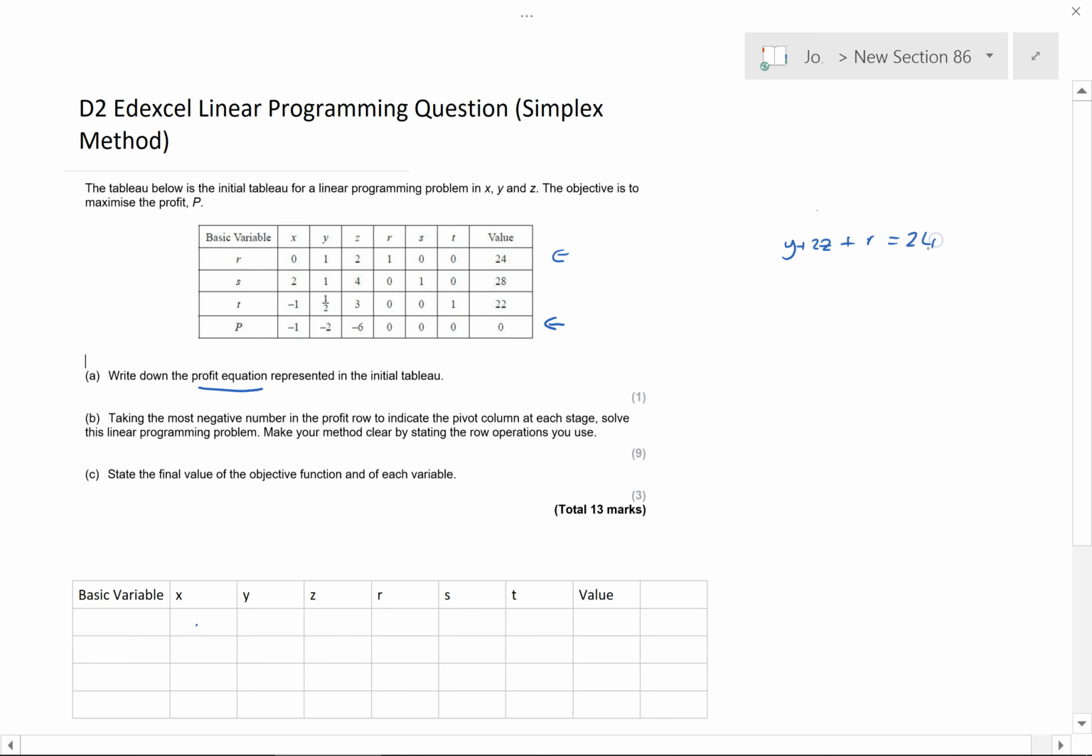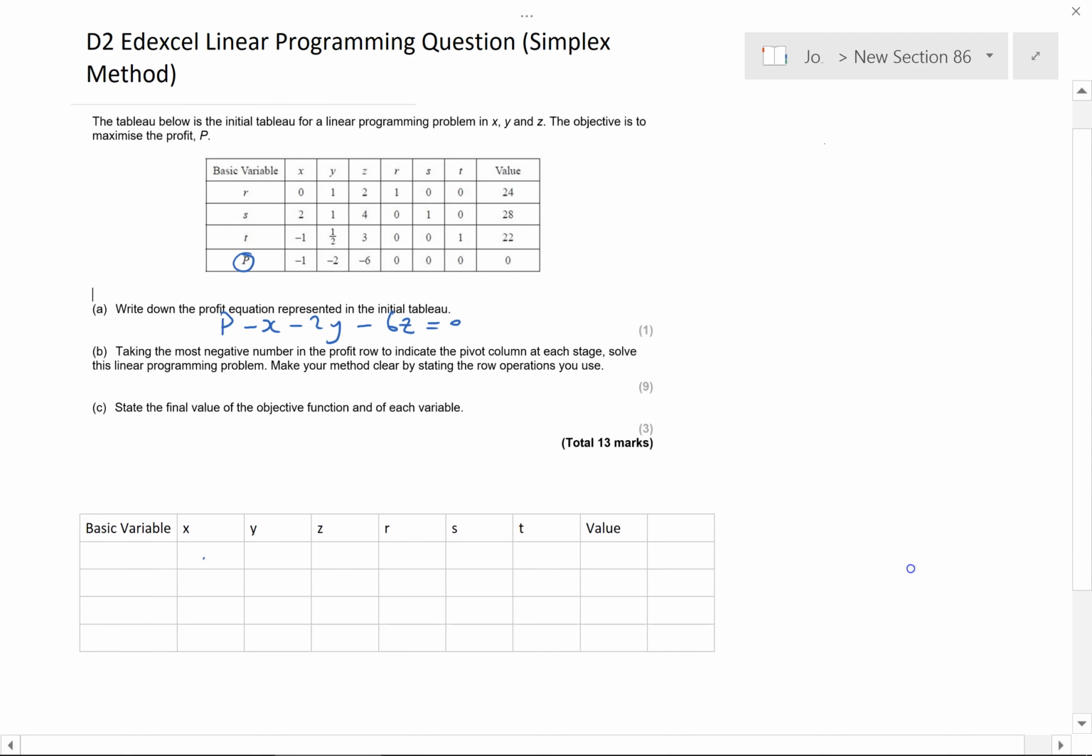So the table, or tableau, is just a convenient way of writing a load of equations, and it actually simplifies things. Students think it doesn't, and they prefer to write equations, but all I can say is try and do it, and you'll see that it does simplify the matter. The profit equation is slightly different to the other ones, because you have to make sure you've got a p at the front. So it's p minus x minus 2y minus 6z equals 0.